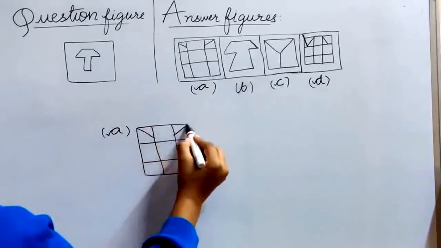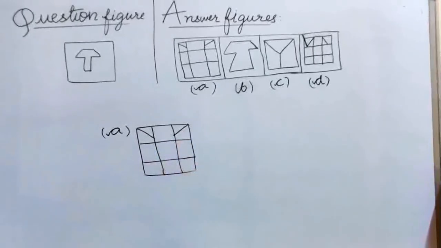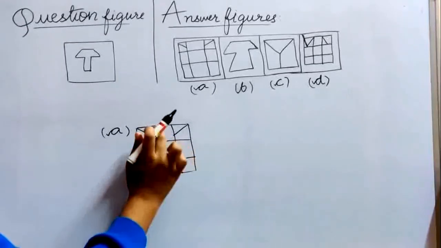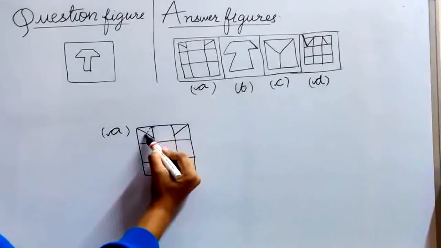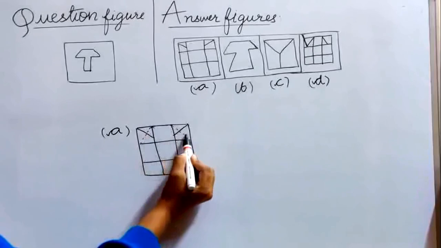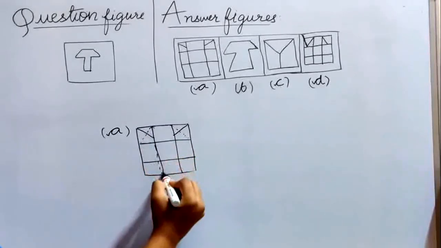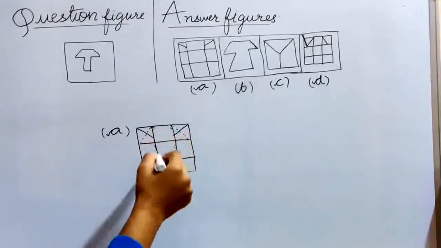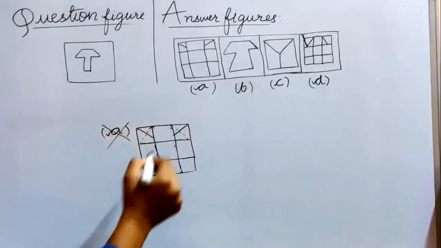If you can see in option A, if you compare option A and the question figure and try to embed the question figure into option A, you'll notice the following. The above line which should be there is there, but the slant lines are missing. Except for the slant line, everything else is present, but the slant line is missing, which makes this whole option wrong. So option A is wrong.